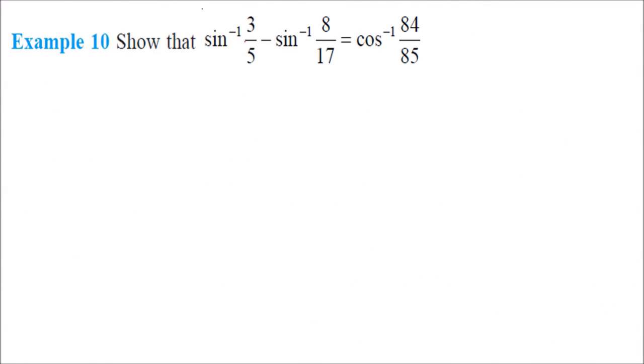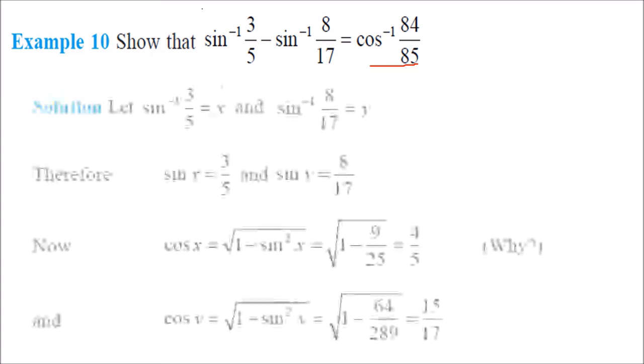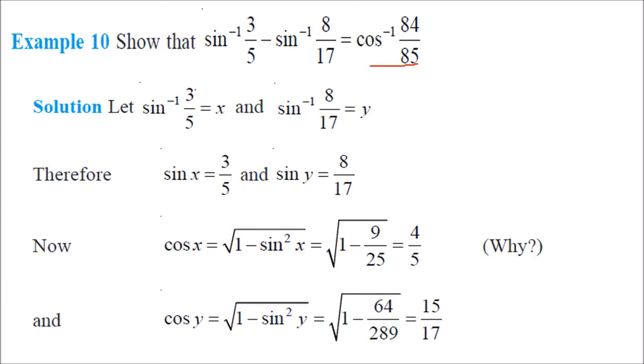Show that sine inverse 3 by 5 minus sine inverse 8 by 17 is cos inverse 84 by 85. So how to do this? First, we know that sine inverse 3 by 5 is x. That means sine x is equal to 3 by 5. And we also have sine inverse 8 by 17. If we put it as y, sine y will be 8 by 17.